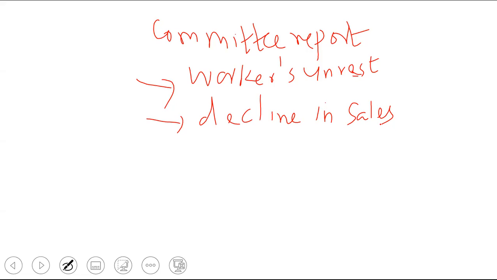That is, so many types of committee. Now comes research report. This is very useful to the students. Research report.